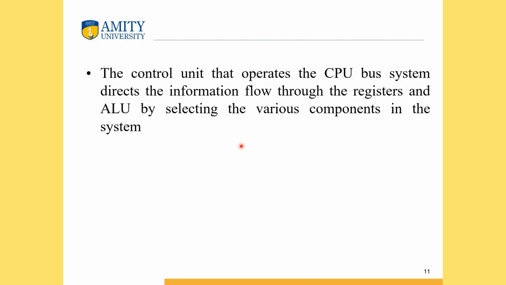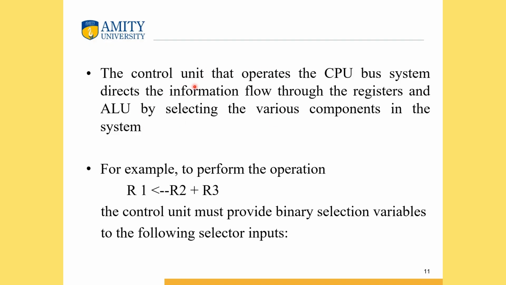The control unit that operates the CPU bus system directs the information flow. Hence, the control unit is the one that allows the choosing of various components and the operations of the ALU. For example, when we are performing the summation of R2 and R3 stored in R1, it must provide the selection variables that will allow the execution of such a code.